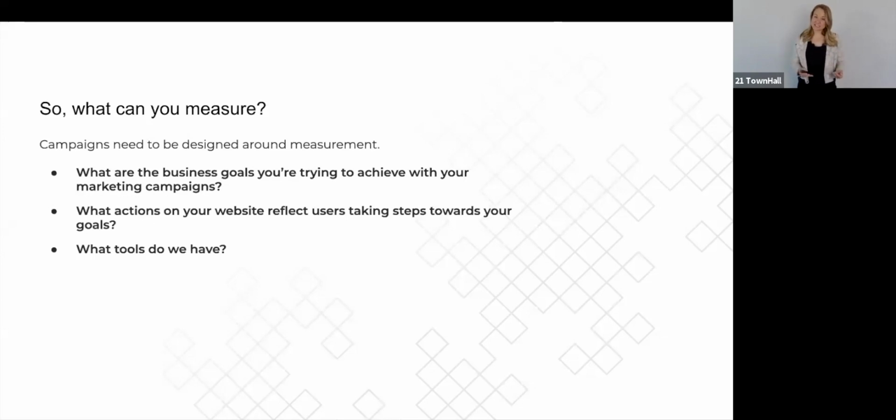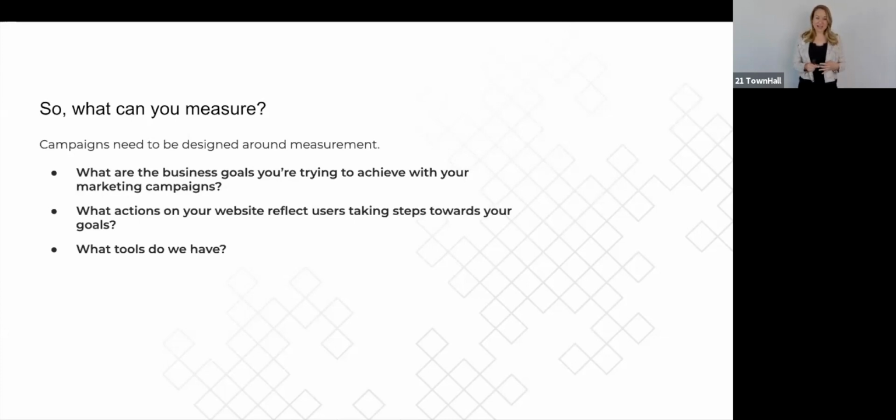So what I suggest instead, when you're beginning to come up with a marketing strategy for your business online, is first think about, what do I want people to do on my website? How do I want people to engage with me? And then figure out the creative or the way that you're going to execute that on top of it. So a couple of key questions you need to answer are, what are the business goals you're trying to achieve with your marketing campaigns? Is it driving in more prospects for your salespeople to talk to?